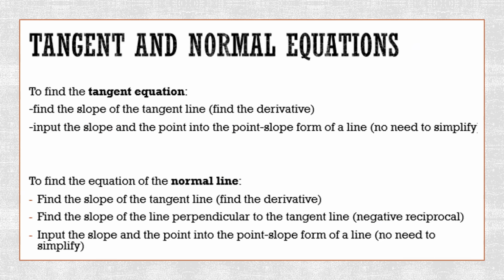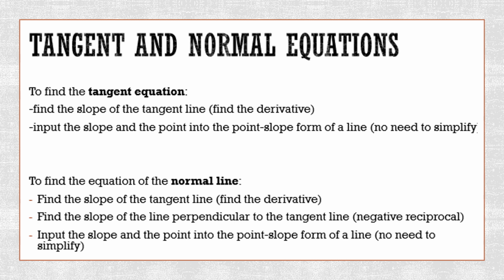Now, using those equations and being able to find the derivative at a particular point will allow us to find the tangent and normal equations of a line. So to find the tangent equation, basically you're going to find the derivative by finding the slope of the tangent line, and then you're going to input that derivative along with the point that you were given into the point slope form of an equation. You do not have to simplify the equation though. So once you plug it in, you're done, you're good to go.